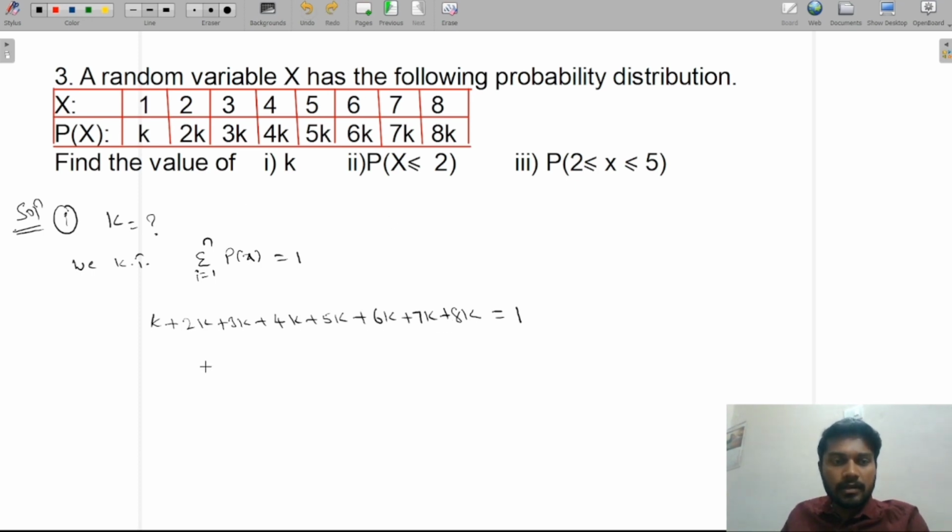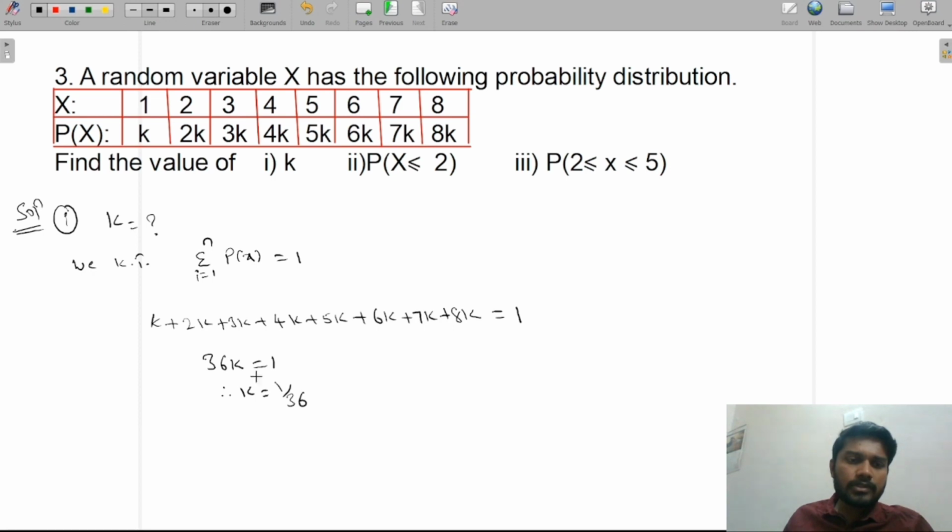So 36k is equal to 1. Therefore, what is the value of k? It will become 1 by 36. So 1 by 36 is approximately 0 point something. Yes or no? I'm getting the value of k as 0 point something.